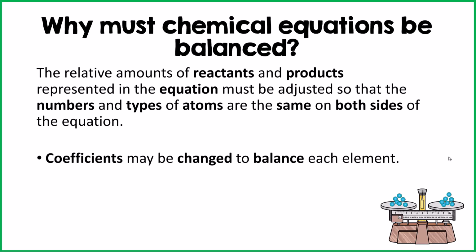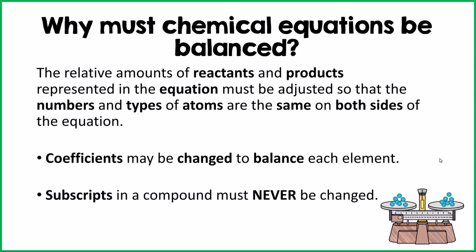Coefficients, which are the numbers in front of the chemical formula, may be changed to balance each element. Subscripts, which are the tiny numbers at the bottom of a chemical formula, in a compound must never be changed, because when you change the subscript in a chemical formula, you're changing the substance itself, because it now has a completely different arrangement of atoms. So we change the number of each type of molecule by changing the coefficients. We do not change the subscripts because that is changing the actual chemical formula.